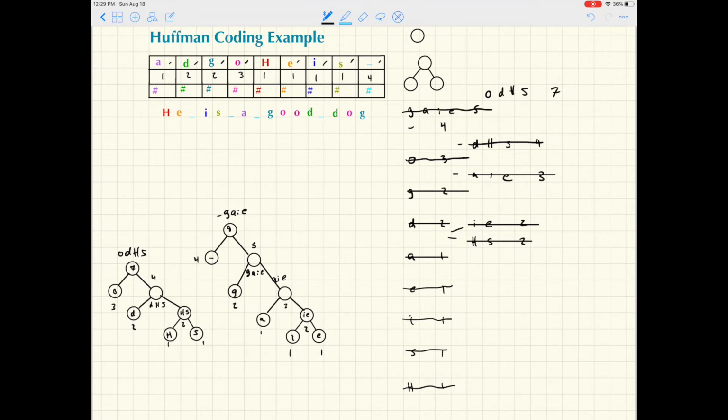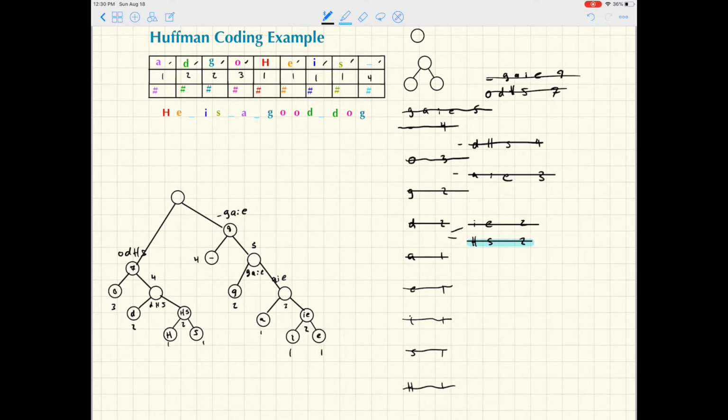and we used GAIE and space, and now we're at the last two, and now we just want to combine them. So 7 is smaller, so I'm going to keep that to the left. We've used all of them.